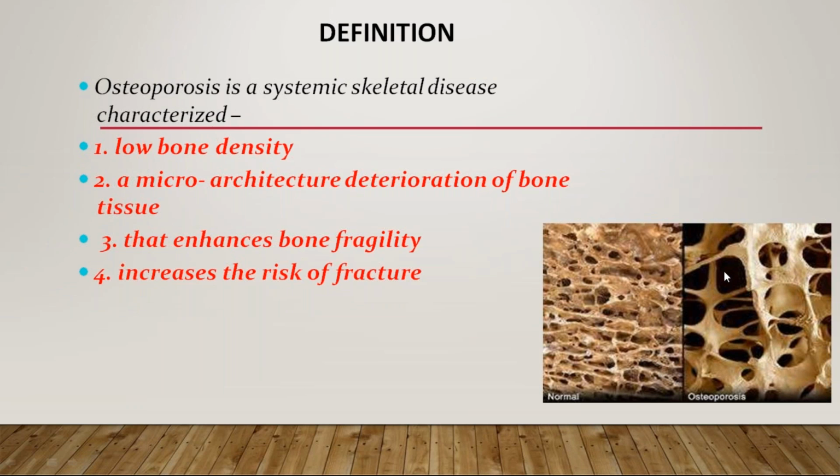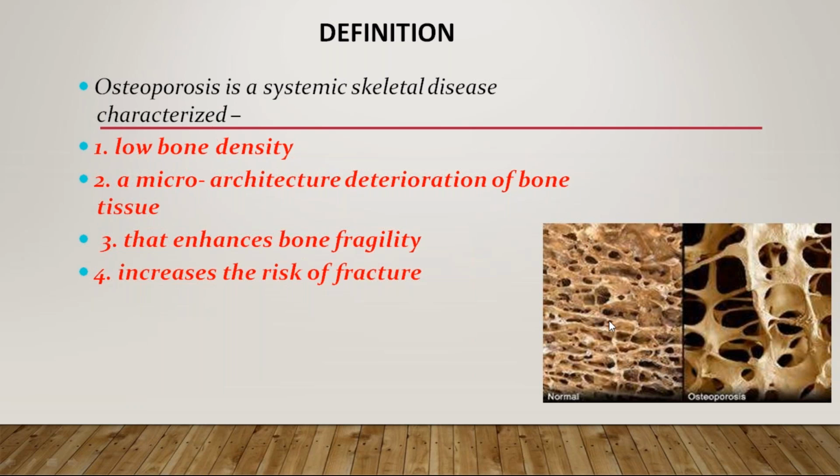It becomes porous, with wide spaces inside the cortex and inside the matrix. It is a systemic skeletal disease, mainly characterized by low bone density, meaning both cortex and mineralization will be low. Compared with osteomalacia, where there is vitamin D deficiency and a mineralization defect, in osteoporosis both mineralization and cortical defects will be there. That's why there is low bone density and micro-architecture deterioration of bone.